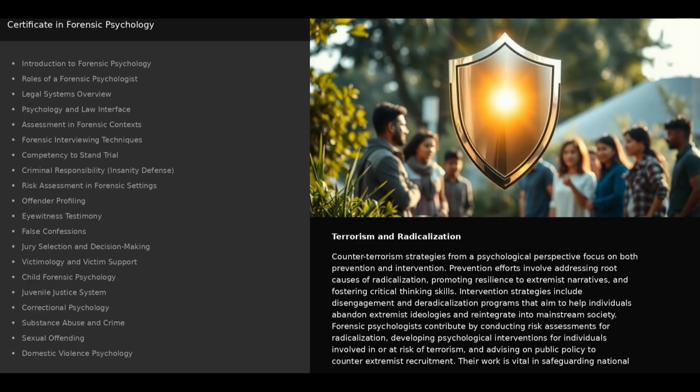Counter-terrorism strategies from a psychological perspective focus on both prevention and intervention. Prevention efforts involve addressing root causes of radicalization, promoting resilience to extremist narratives, and fostering critical thinking skills. Intervention strategies include disengagement and de-radicalization programs that aim to help individuals abandon extremist ideologies and reintegrate into mainstream society. Forensic psychologists contribute by conducting risk assessments for radicalization, developing psychological interventions for individuals involved in or at risk of terrorism, and advising on public policy to counter extremist recruitment. Their work is vital in safeguarding national security and promoting social cohesion.